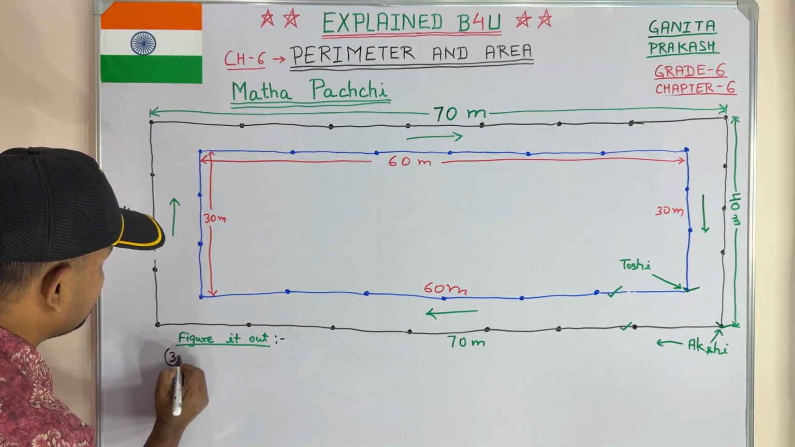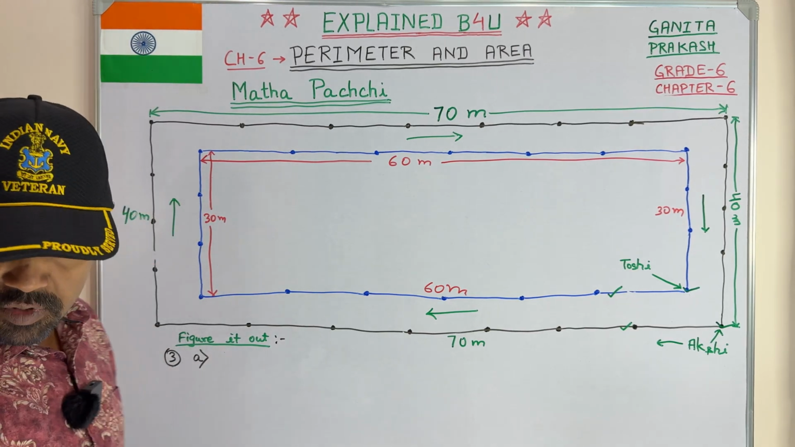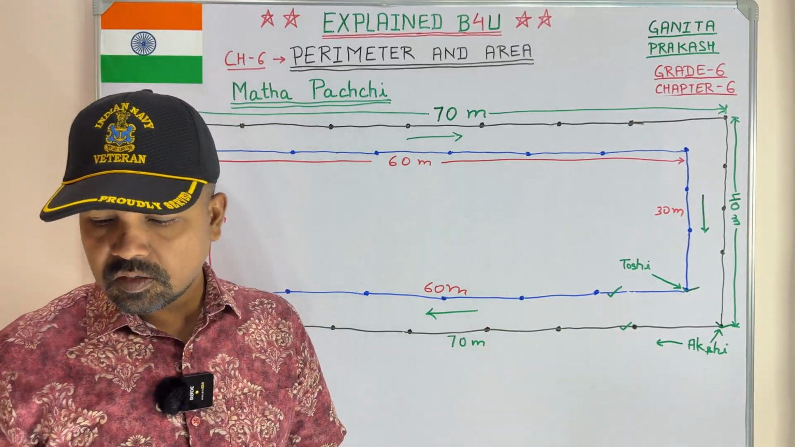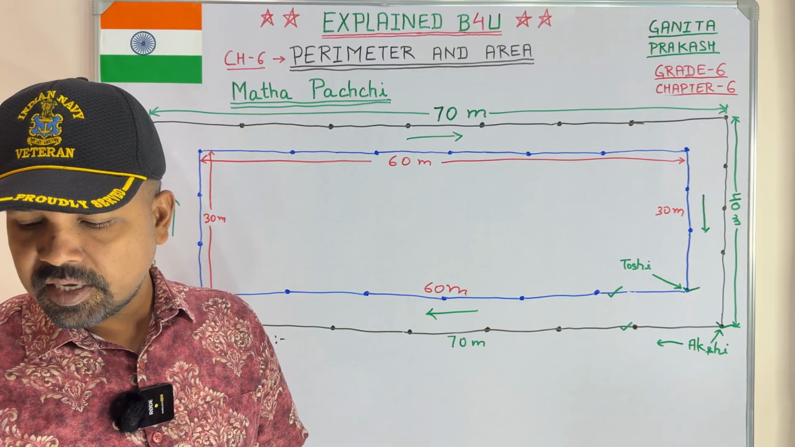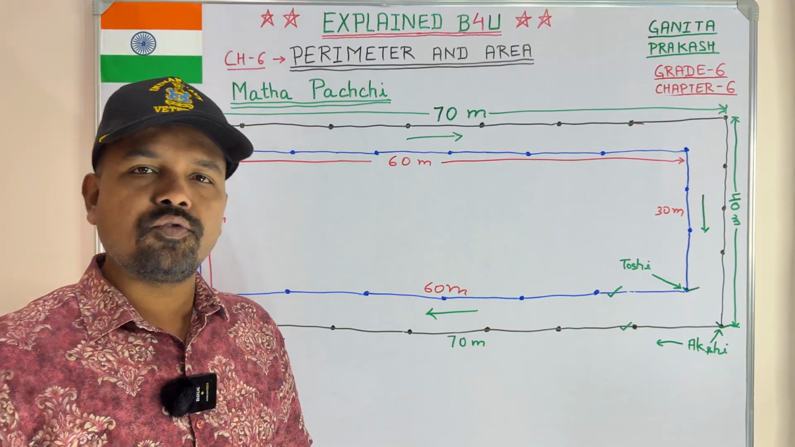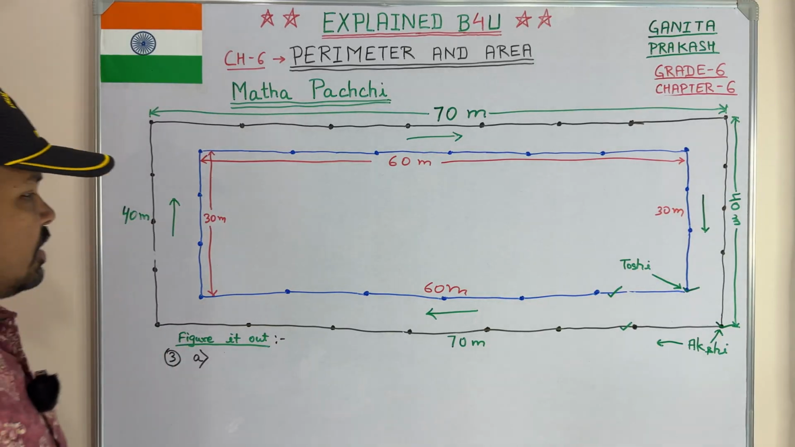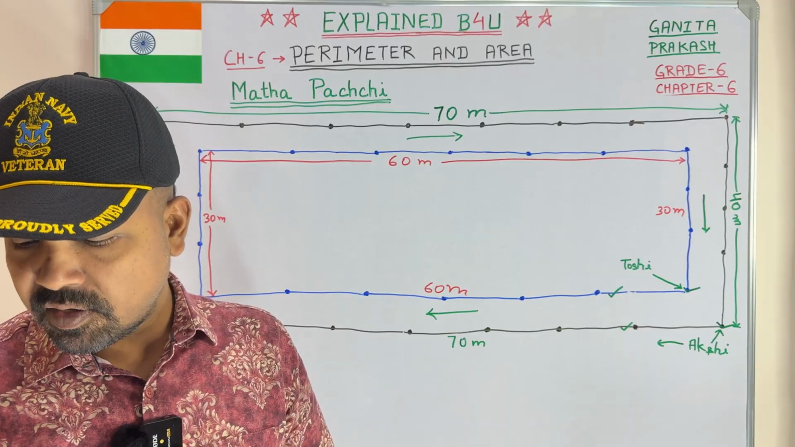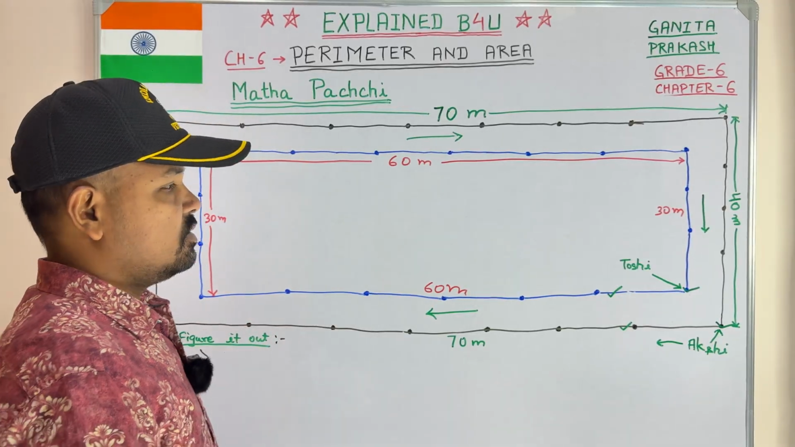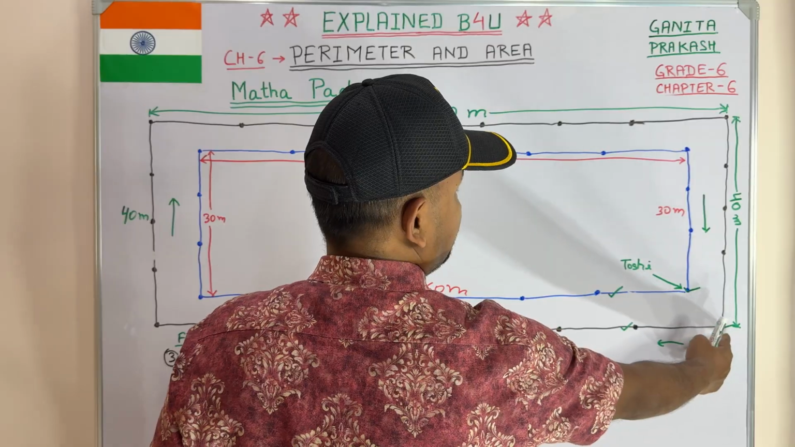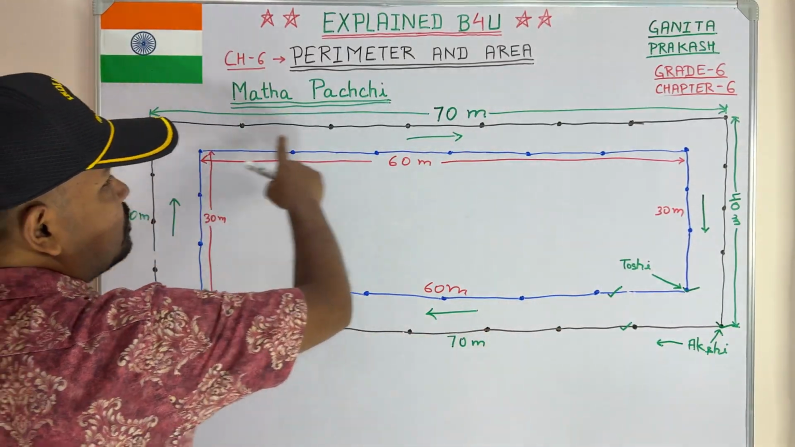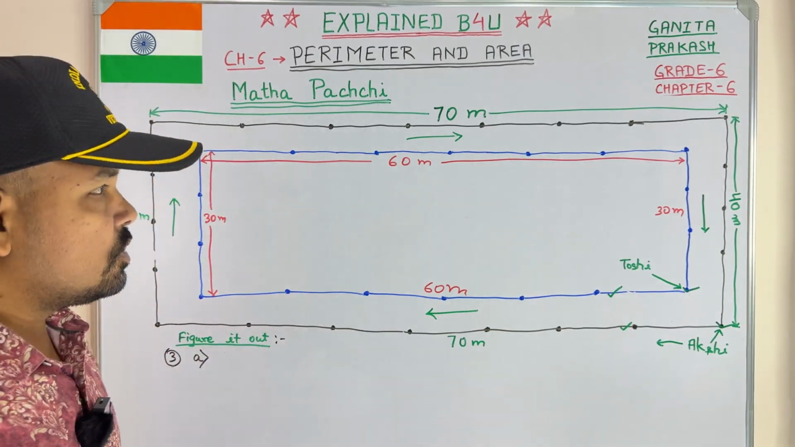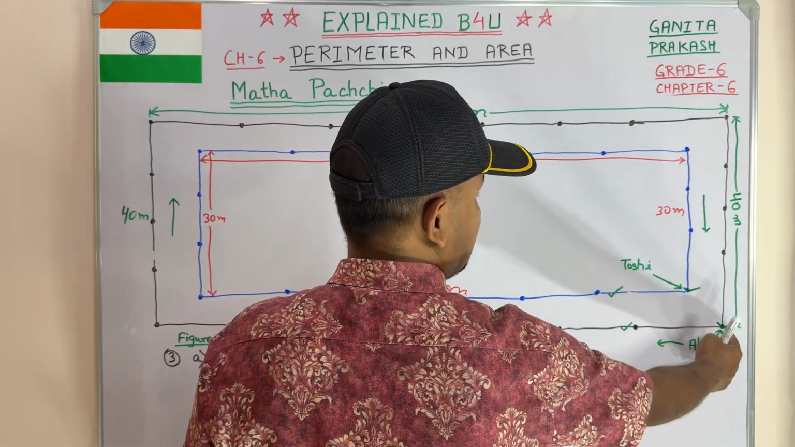Figure it out. Question number 3 and A. Page number 133. Mark A at the point where Akshi will be after she ran 250 meter. We have to mark A at a point where Akshi will be after she ran 250 meter. Akshi is starting from here. When she covers 250 meter, that point we have to mark as A. You can see here Akshi is starting from here.